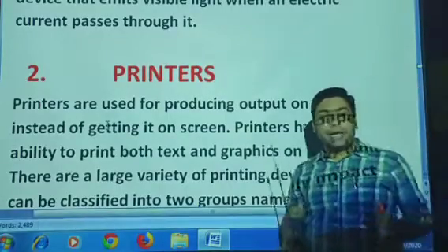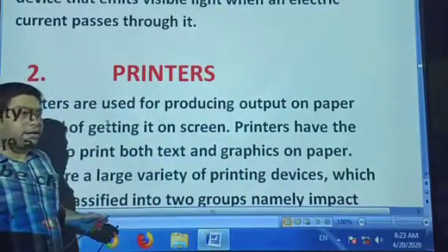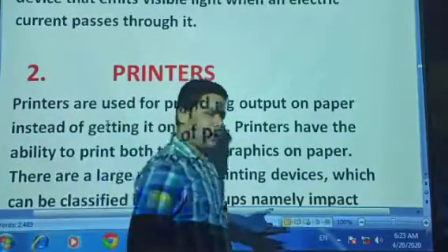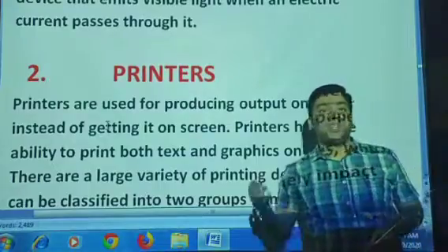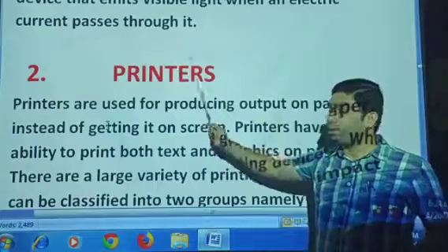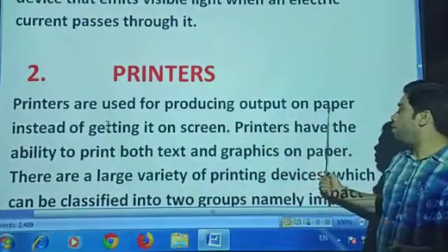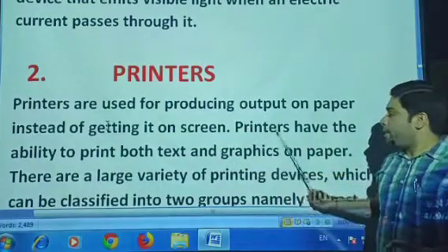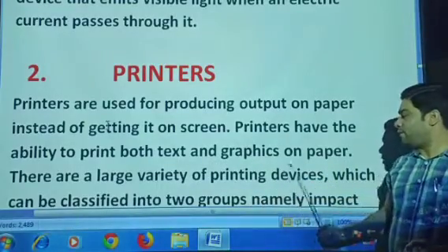After completing LED, our main thing, this is the display device. Now, what if we want the output on paper, cotton or other types of sheets? What kind of devices do we use? We use printers. Printers are used for producing output on paper instead of getting it on screen. Printers have the ability to print both text and graphics on paper.